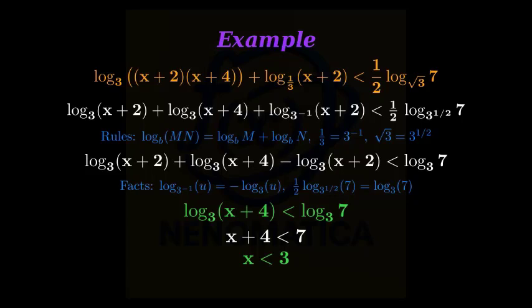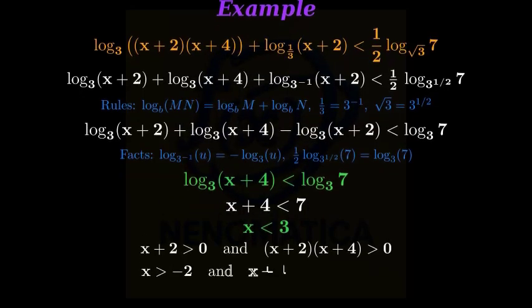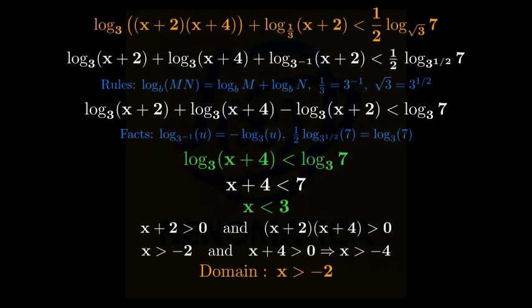Step 5. We must also enforce the domain from the original inequality. The terms inside logarithms must be strictly positive. We have 2 requirements. First, x plus 2 must be greater than 0. And second, the product x plus 2 times x plus 4 must be greater than 0. Since x plus 2 is positive, the product condition forces x plus 4 to be positive as well. Therefore, the domain reduces to x greater than -2.